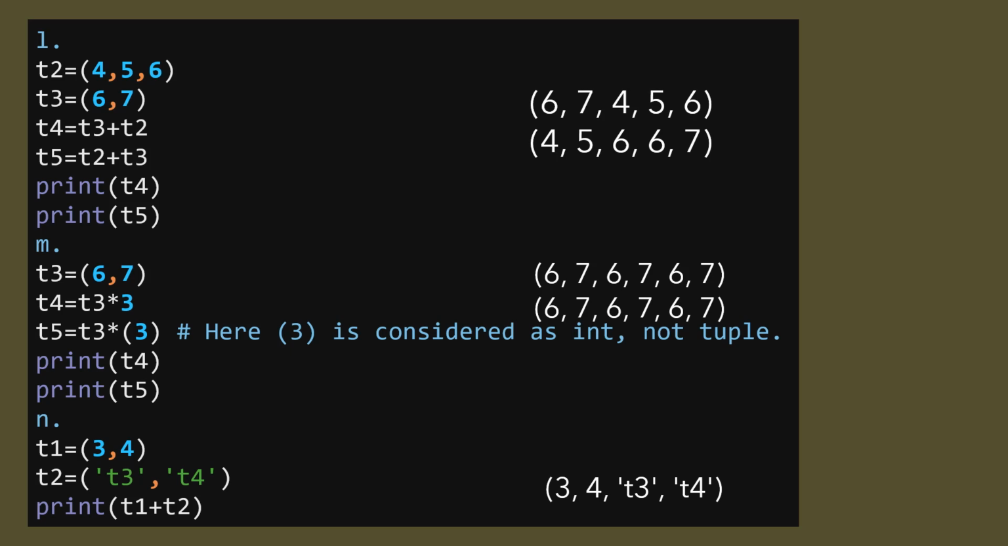Okay. Now next, T1 is equal to 3, 4 in the form of a tuple, and T2 is equal to T3 comma T4. That means it is a tuple having two tuples, T3 and T4. Now we are concatenating T1 and T2. So obviously it will give you the output like this. First the content of T1, that is 3 comma 4, then the content of T2, T3 and T4, present in a single tuple.